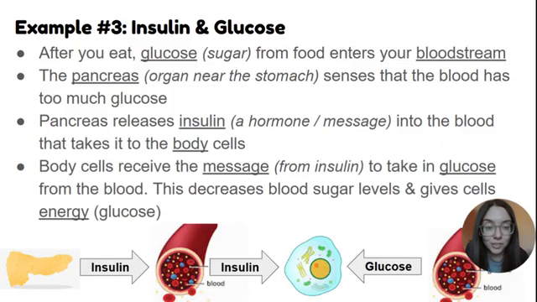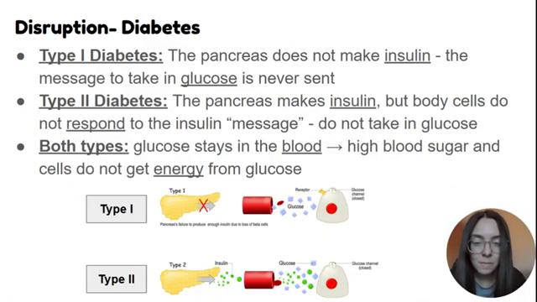Okay, the mitochondria is going to take in that glucose and produce energy to power the cell. So that's how we use it up, which is kind of cool. Okay. What happens if there's a disruption in this communication? Well, this is diabetes. There's two types of diabetes.